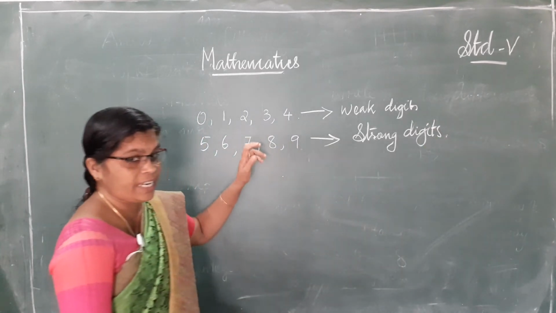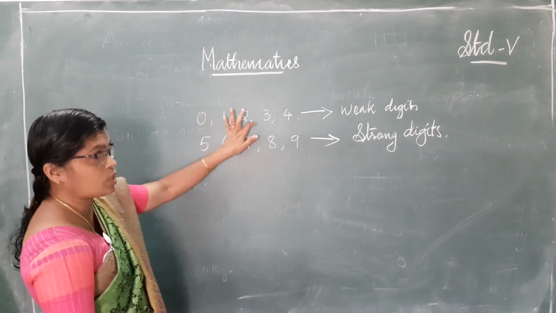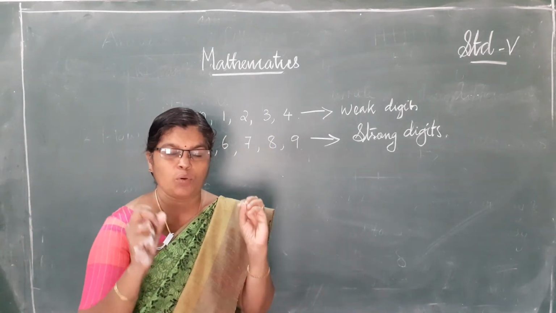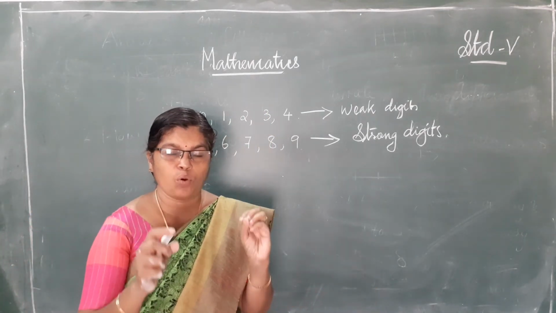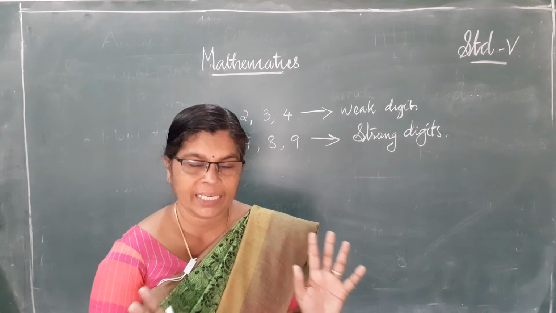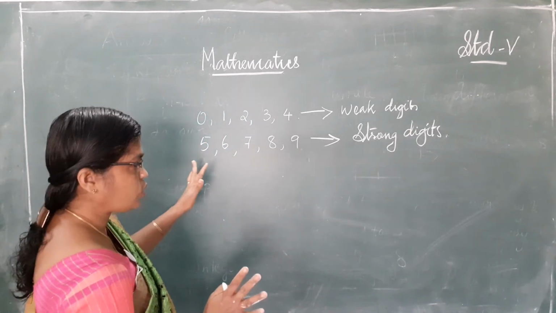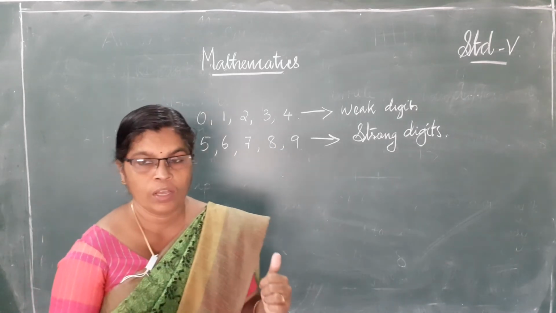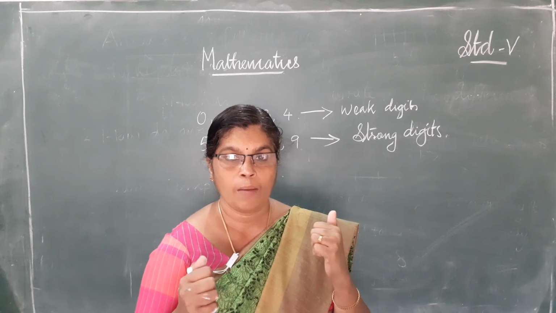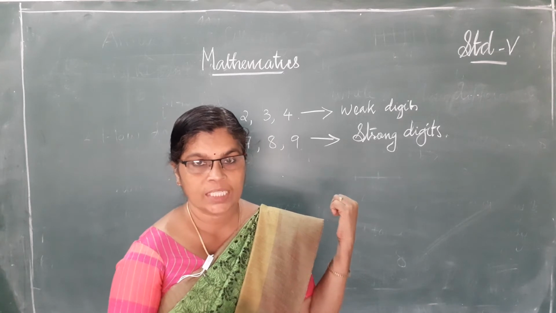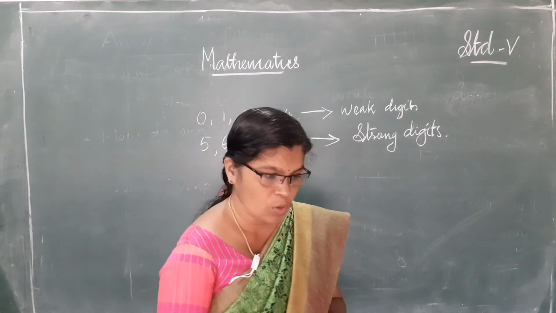Strong digits. Now see children, these digits 0, 1, 2, 3, 4, they are very weak. They are weak digits. Weak digit means they have no power. When you round off, you have to think about these digits like they are powerless. They have no power. They are weak digits. Okay. Now, when you see these digits 5, 6, 7, 8, 9, they are very strong. They are strong digits. They have some power. Now, let's see what is with these weak digits and strong digits when you round off the numbers.